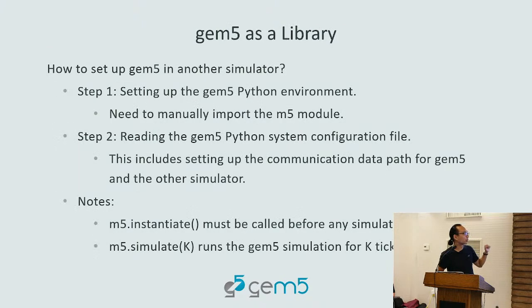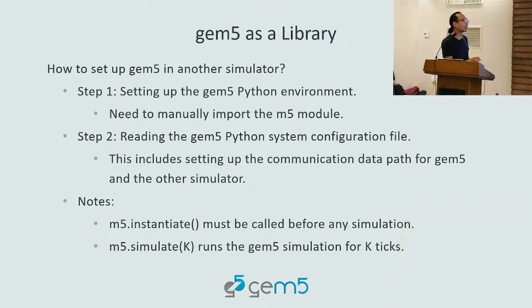So to recap, how do you set up the gem5 simulator as a library in another simulator? The first step, you should bring up the Python environment if it doesn't exist. I believe that you have to manually import the m5 module as well as the gem5 module. And then in another step, somehow you have to read the gem5 Python system configuration file in order to set up the SimObject hierarchy.